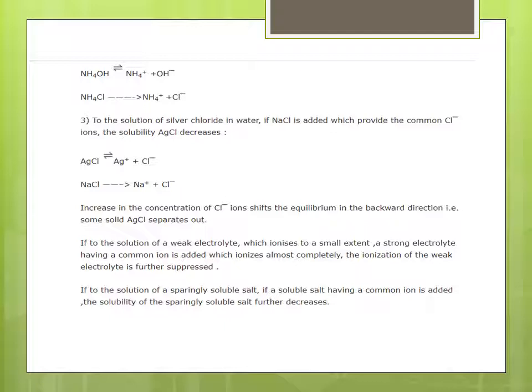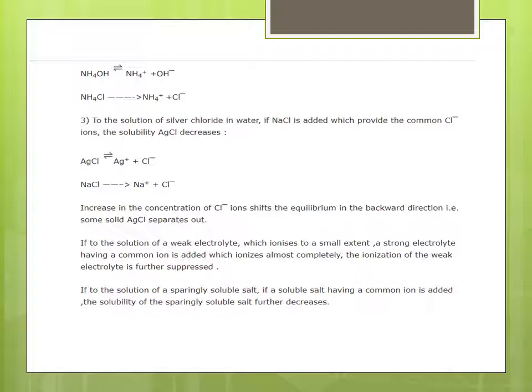To the solution of silver chloride in water, if NaCl is added, which provides the common Cl- ions, the solubility of AgCl decreases. AgCl dissociates as Ag+ and Cl-, and NaCl dissociates as Na+ and Cl-.